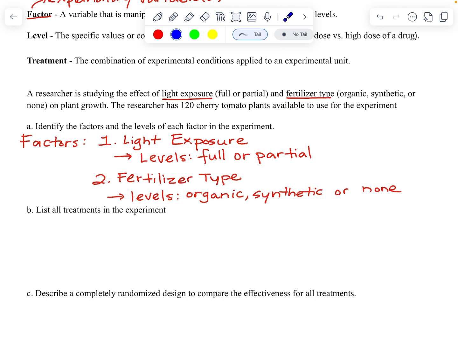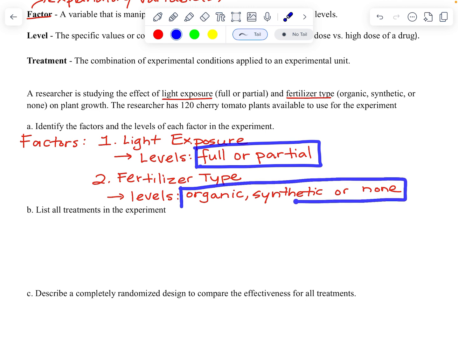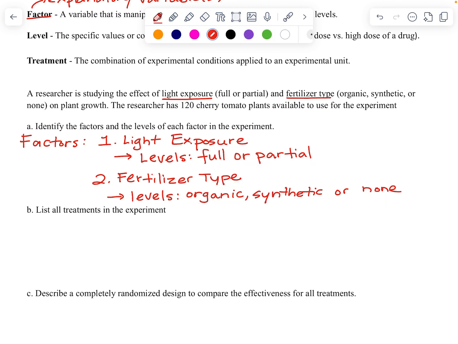Now that we have identified our levels and our factors, it says, list all treatments in this experiment. Well, we want to be testing both factors and at all possible levels. So if I have 2 levels of light exposure and 3 levels of fertilizer type, basically what I'm going to end up with is 6 total treatments that are comprised of all possible combinations of these 2 factors. So let's list them.